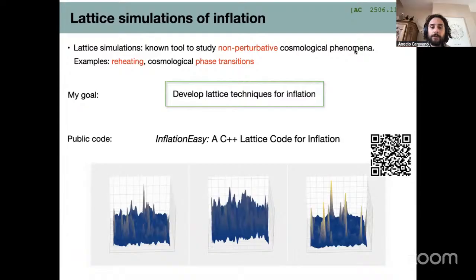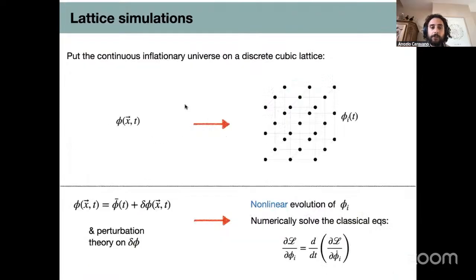Now, let me tell you a little bit about the basis of this technique. Lattice simulation basically means that instead of looking at a continuous field in continuous space, so here we have the inflaton as a function of space and time, we discretize space-time and see it as a grid, also known as a lattice, and this is why we call it lattice simulation. It's simply as that.